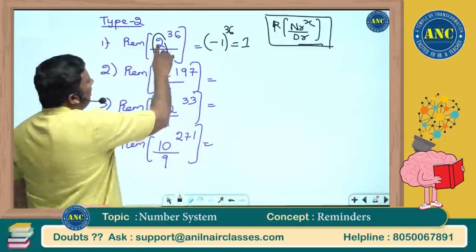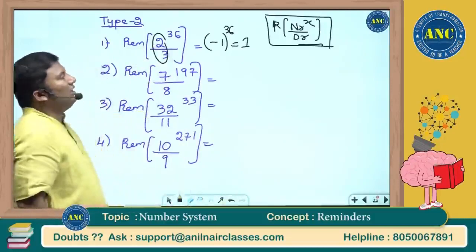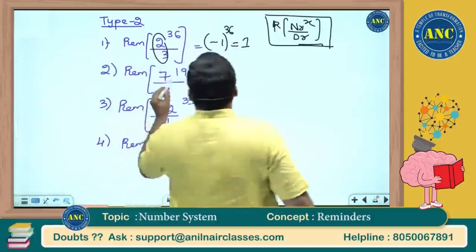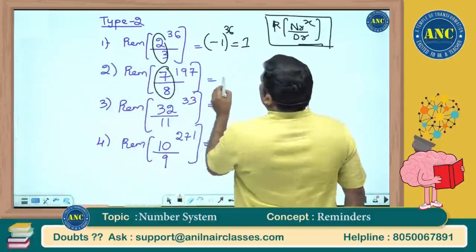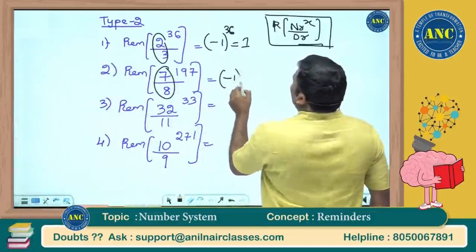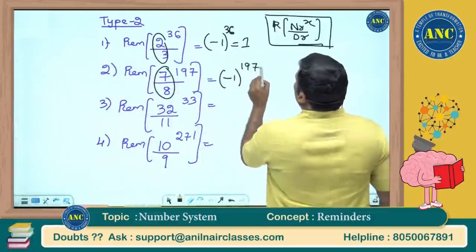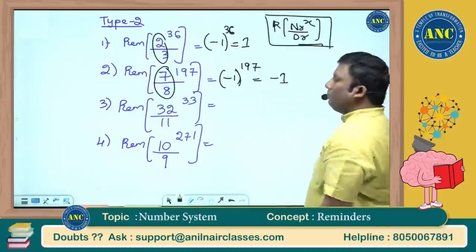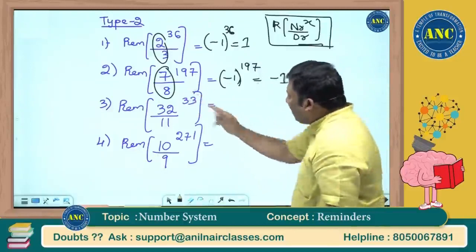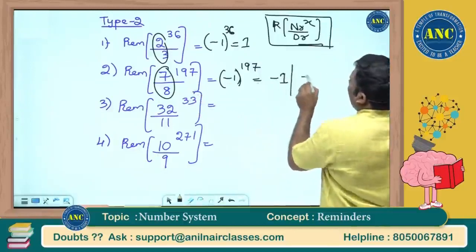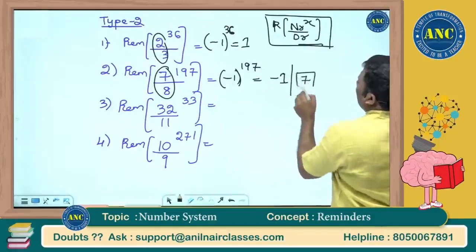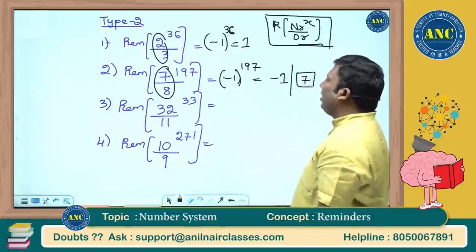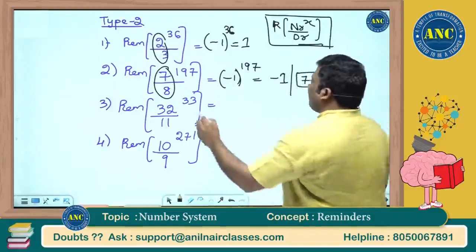Again I am repeating. 3 ones are 3. Negative remainder is minus 1. Minus 1 power 36. Answer is nothing but 1. Next, 8 ones are 8. Negative remainder is minus 1. Attach the same power. Minus 1 power odd number is minus 1. If you get a negative remainder, add it with the denominator. Denominator is 8. 8 minus 1 is nothing but 7.